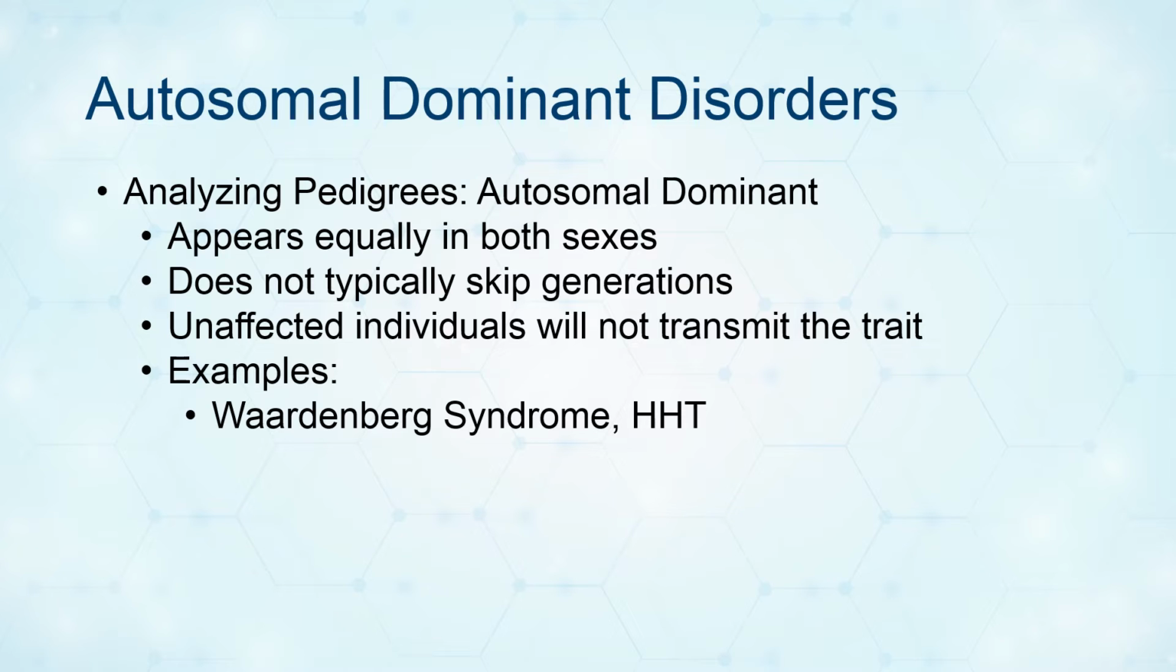Now, once again, going back to my example about the coins, right? Flipping that coin twice and getting two tails does not necessarily mean that the probability is not 50%, but it should appear equally in both sexes. Because it's a dominant disorder, it shouldn't really skip generations. You should be able to find every affected person has an affected parent. And we'll see this in a moment. We're going to talk about some of these disorders in this course. For example, we've got a clinical on both Waardenburg and HHT that will come up in a later lecture.